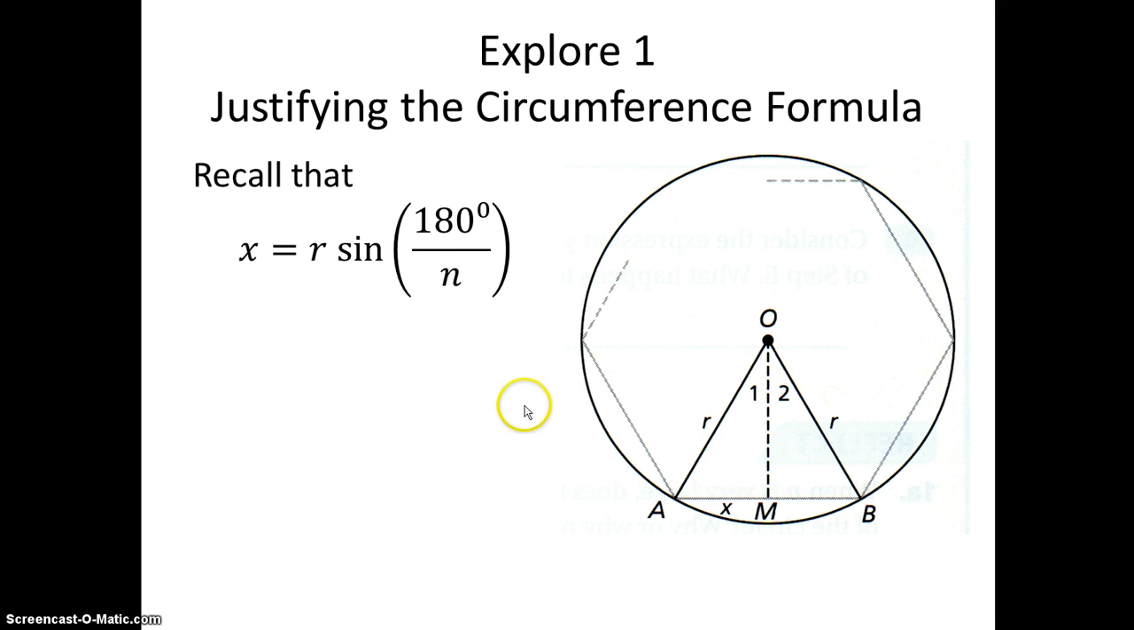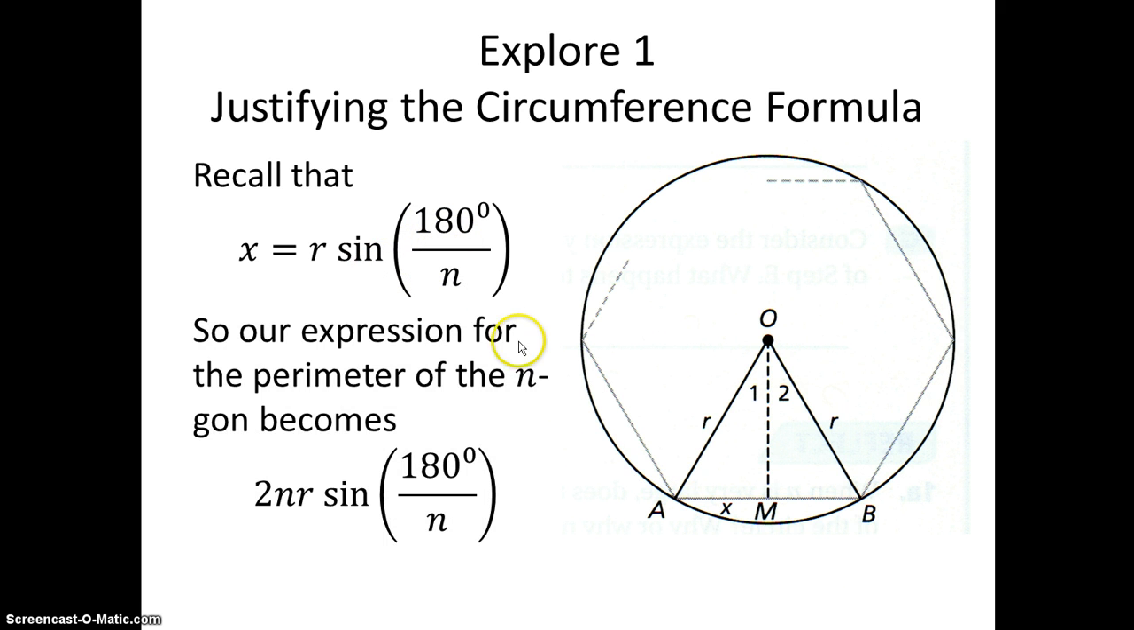Recall also the formula for x that we derived earlier, that x equals r times the sine of 180 degrees over n. If we substitute this, we get our expression for the perimeter of the N-Gon, so it now becomes 2 times n times r times the sine of 180 degrees divided by n.